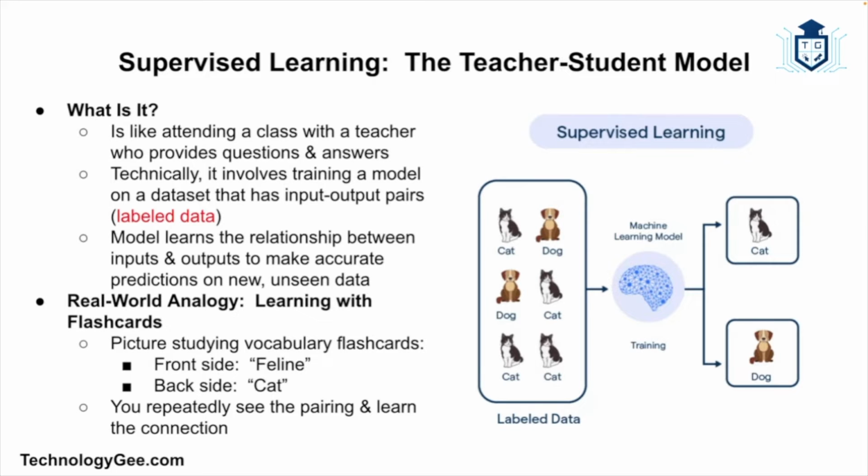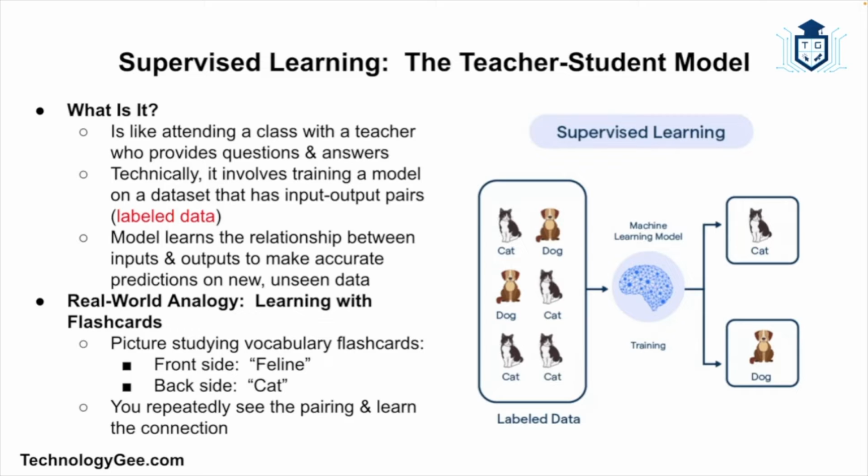All right, so let's start with the one that you're going to hear the most about, and this is called supervised learning. So exactly what is it? Well, supervised learning is like going to school with a teacher guiding you every step of the way. You get the questions and the answers, and your job is to learn the pattern. In technical terms, you feed the algorithm a data set that includes input-output pairs. The machine learns the relationship between them so that when it sees new input, it can predict the correct output.